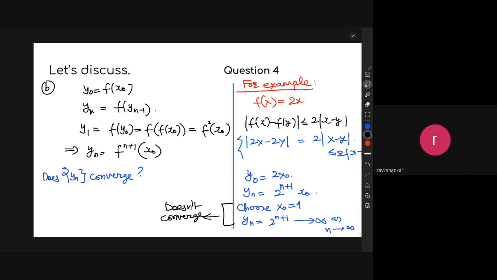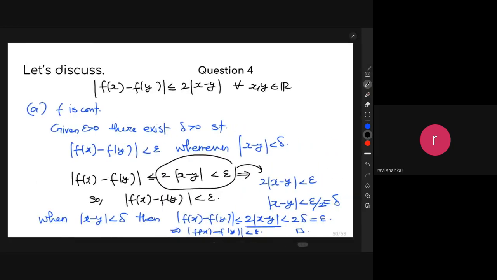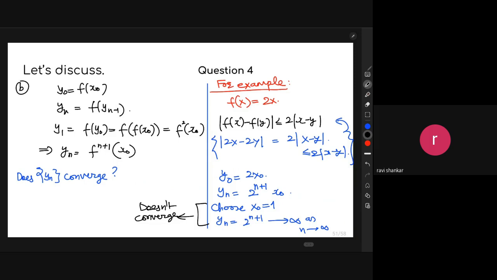So in other words, this b part is not true. It very much depends on the function you are choosing, and on the x naught that you are choosing. So on the left hand side I am constructing the sequence, so this sequence will look like, in general term, yn equal to f to the power n plus 1 of x naught. Now the question is, does that yn converge?